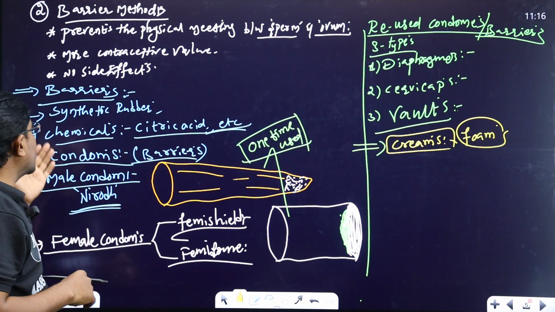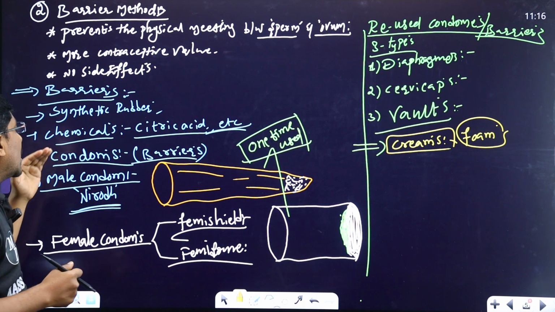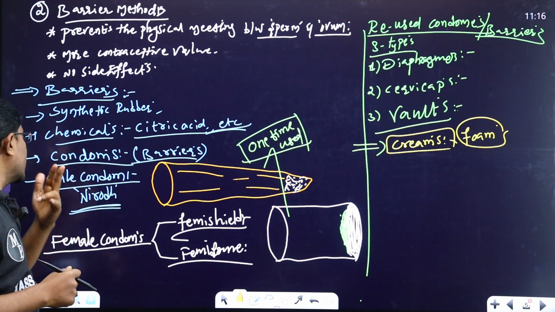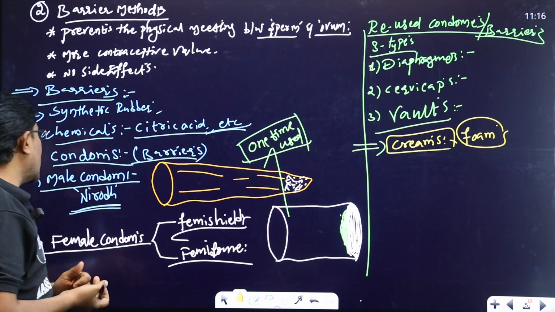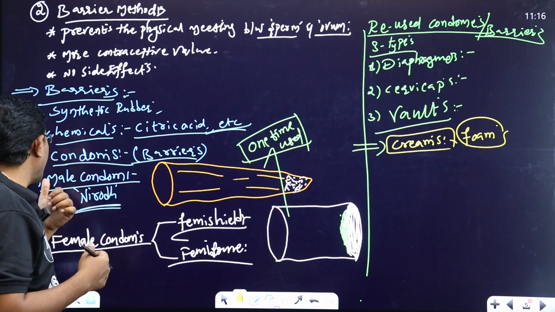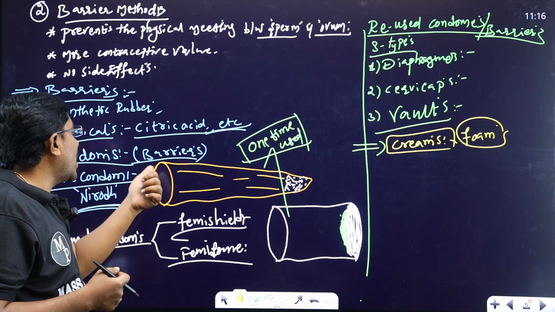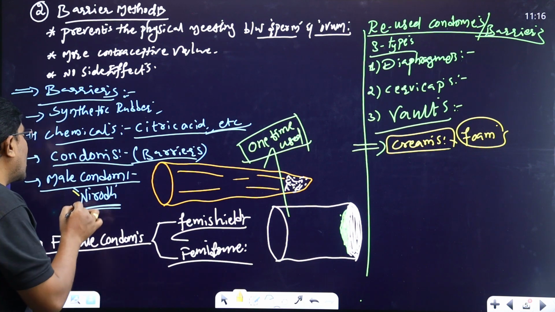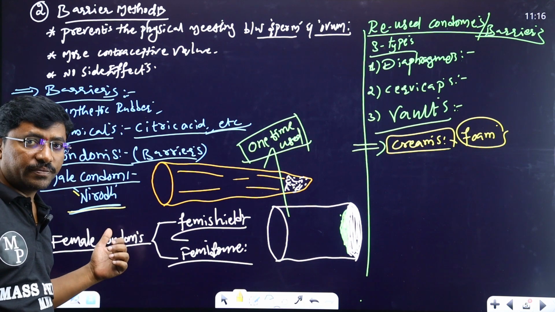Next, the barriers are also called condoms. There are mainly two types of condoms: male condoms and female condoms. Male condoms, or male barriers, are sold under a company name, that is Niro.